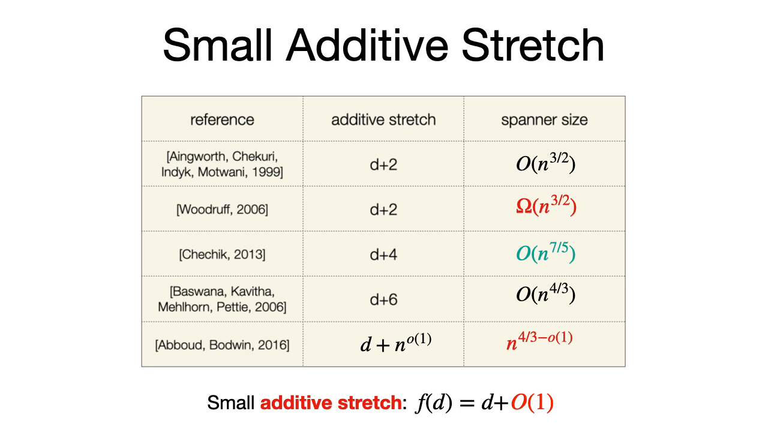For additive stretch 6, Baswana et al. had a construction in 2006 with n to the 4/3 edges, which was complemented by a strong lower bound by Abboud and Bodwin, which rules out any polynomial additive stretch with better sparsity.